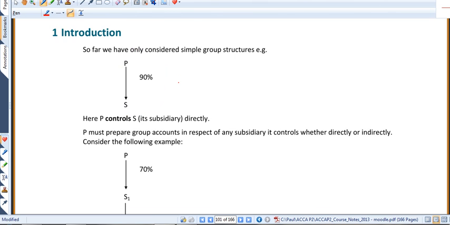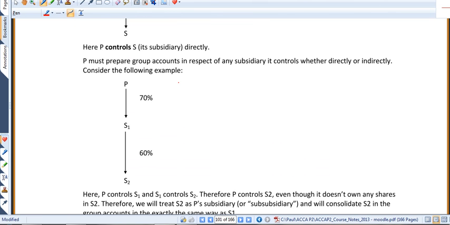a single company, and instead of that, what you've got is P owning some shares in a company, let's say S1, who themselves own shares in another company, let's call them S2. And that gives us this so-called vertical or complex group. Now, there are just a few twists and turns that differ from a normal, simple group structure, but with a bit of practice, there can be some easy marks going here.